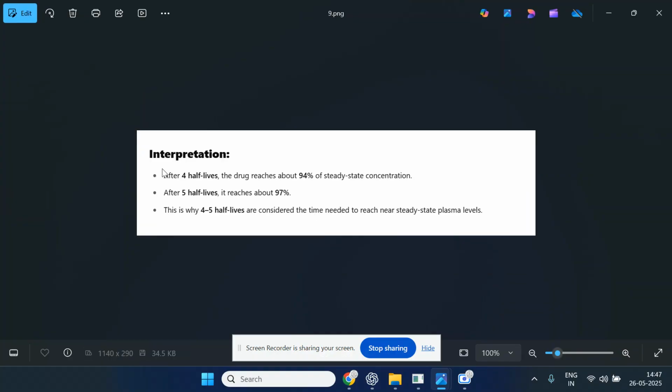So the interpretation is that after 4 half-lives, the drug reaches about 94% of steady state concentration. After 5 half-lives, it reaches about 97%. This way, 4 to 5 half-lives are considered the time needed to reach near steady state plasma levels.